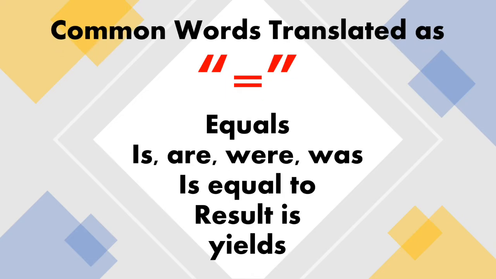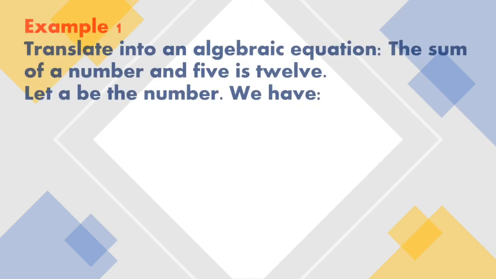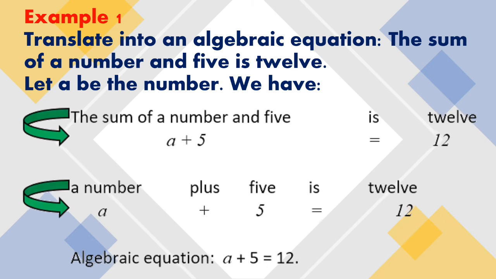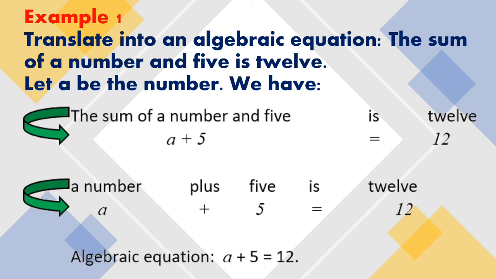Remember, the common words translated as equals are equals, is, are, where, was, is equal to, result is, and yields. Example number 1. Translate into an algebraic expression: the sum of a number and 5 is 12. Let a be the number, so our algebraic expression is a plus 5 is equal to 12.